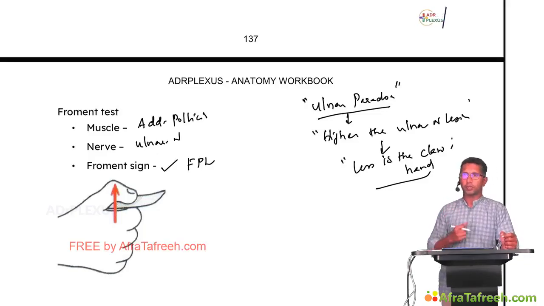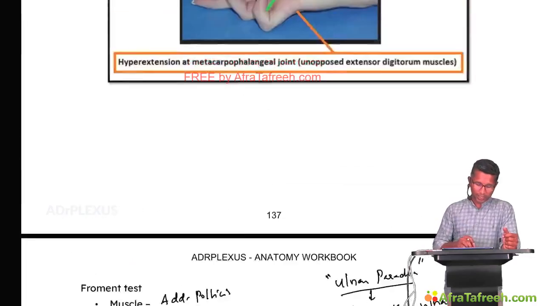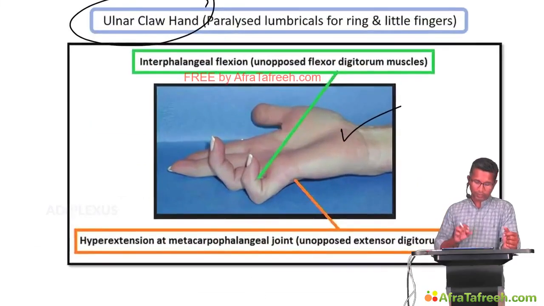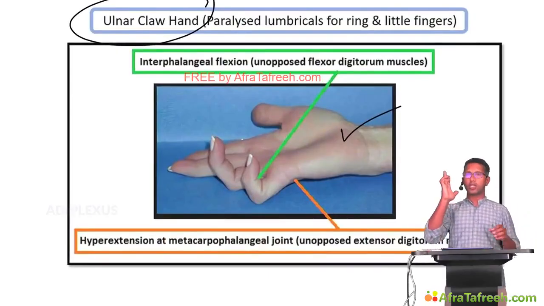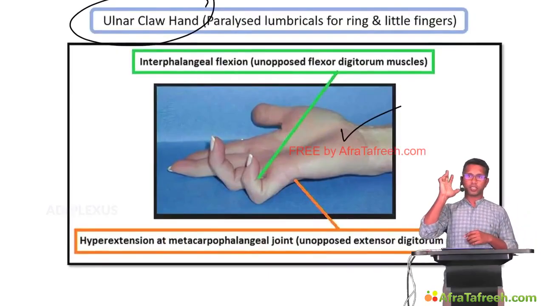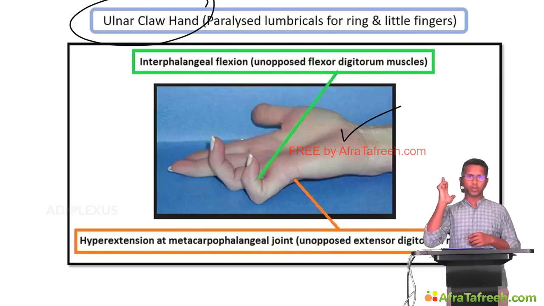Now you are going to ask me how this ulnar paradox came about, what is the cause for this ulnar paradox. If you want to understand the ulnar paradox, you should understand this picture now. What does this picture represent? This picture represents clawing of the fingers, isn't it?